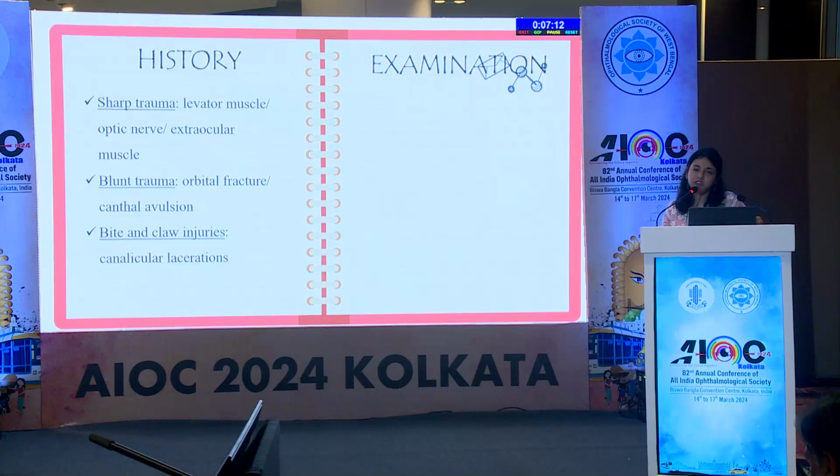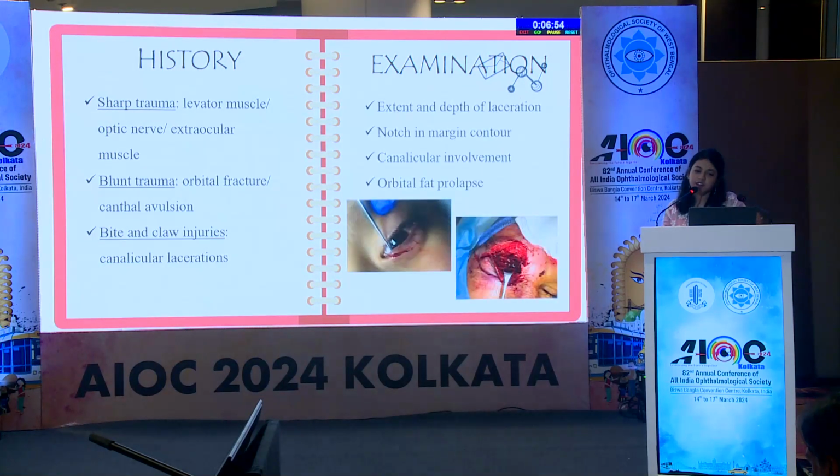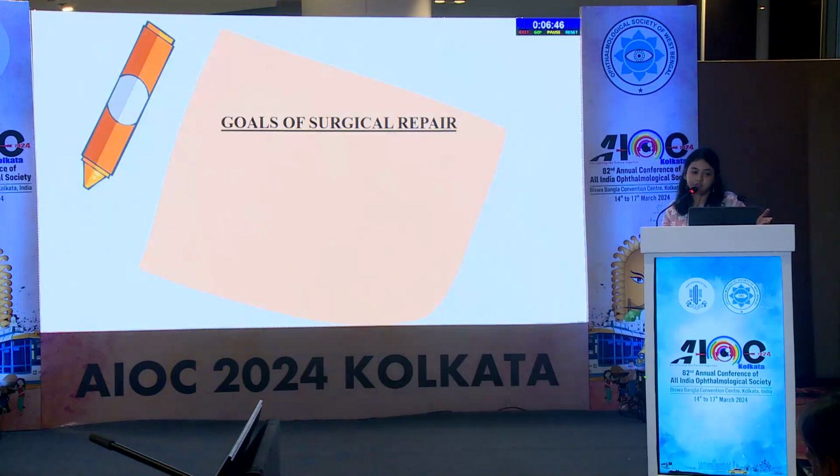A brief history regarding the kind of trauma can give us some clues regarding the type of injury we can expect during surgery. Sharp traumas are usually associated with levator muscle or optic nerve injuries. Blunt traumas are associated with orbital fractures or canthal avulsions, and bite and claw injuries are notoriously associated with canalicular lacerations. It's also important to examine the number of lacerations, the extent and depth, if the margin is involved, and if the canaliculus is involved. We'll look at each of these in the next few slides.